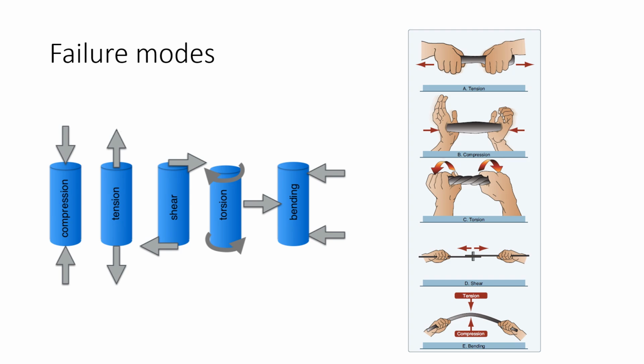Another failure mode is shear. Shear occurs when you pull on the object in opposite directions. And torsion is when you essentially twist the object like you're wringing out a towel. And then bending is when you take the two ends of the material and pull them down or up. Failure in bending occurs when the moment created by the bending is sufficient to create tension or compressive stresses greater than the yield stress of the material.